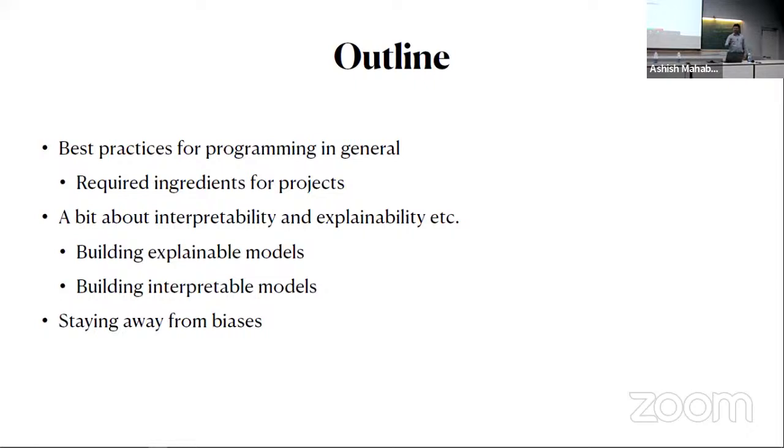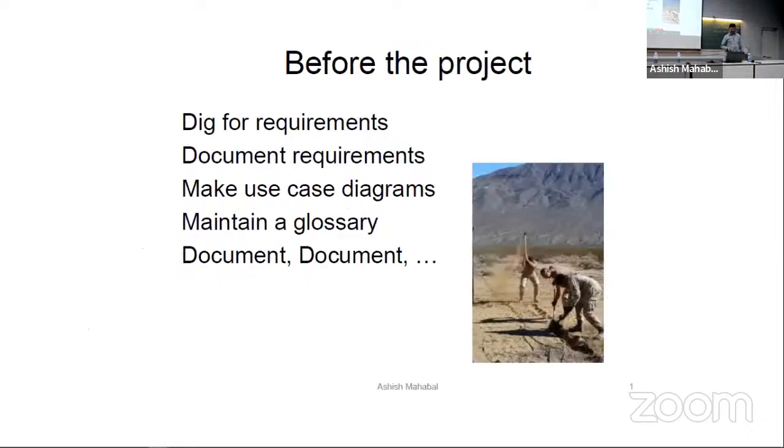All right, so this is roughly the outline that I have. Best practices for programming in general, what are the required ingredients for any project, a bit about interpretability, explanatory, etc. Now talking a little bit about bias maybe.